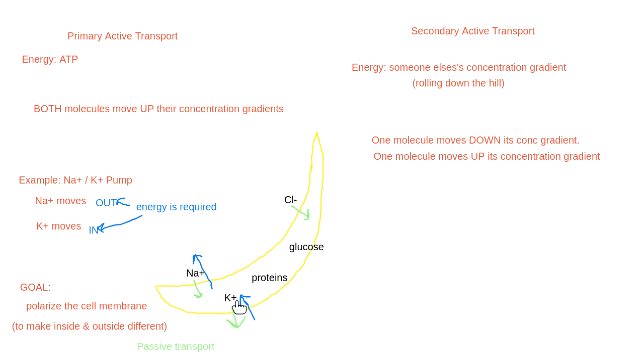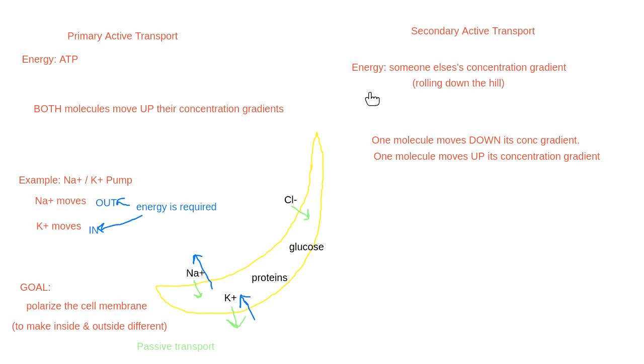So primary active transport. What do we need to know about it? We need to know it uses ATP. We need to know that both things go up their concentration gradient. And if we know those things, that can help us predict why it takes energy, because both of these guys are moving up their concentration gradient.